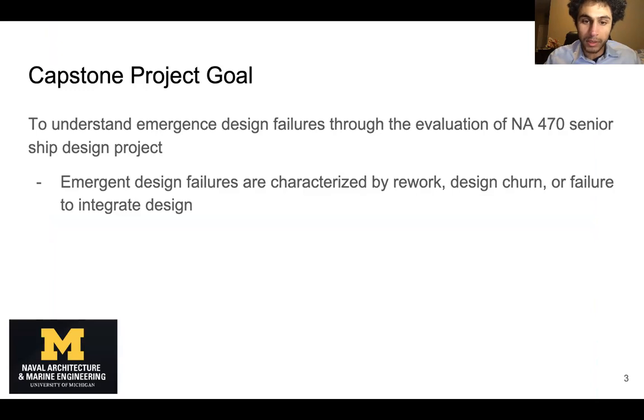So I will be exploring design theory in this capstone project, and the general goal is to do that through my NA470 ship design project. What we talk about when we're looking at this is what we call the wicked problem, because in reality, you don't know what the design space is going to look like until you get there. As a result, design failures such as rework, design churn, and failure to integrate can come up, and they come up quite often. I will discuss how these came up in my design project.